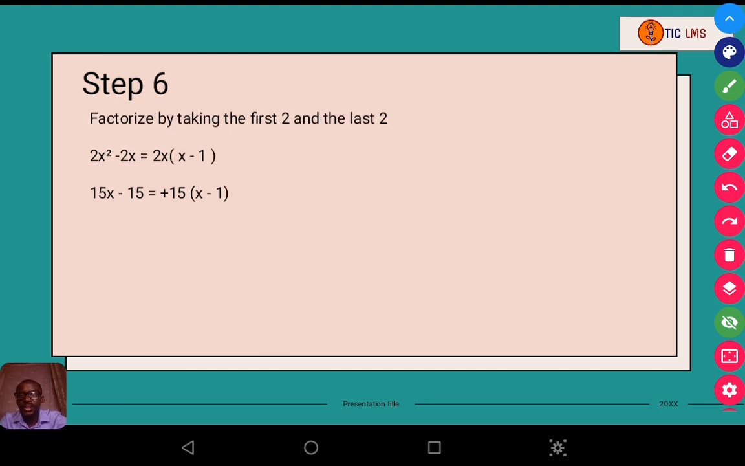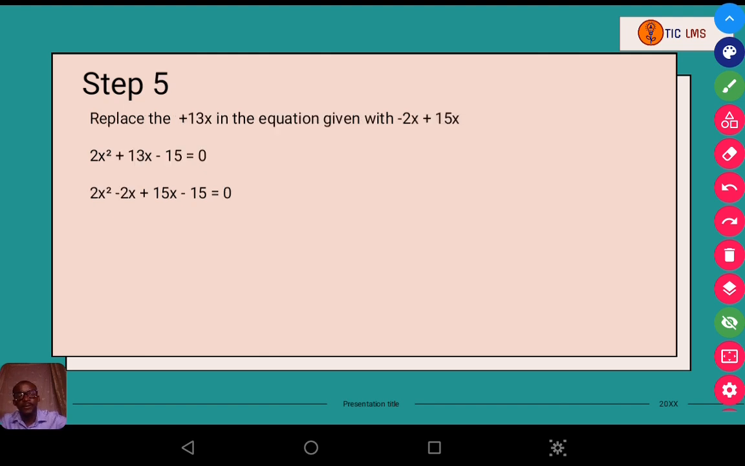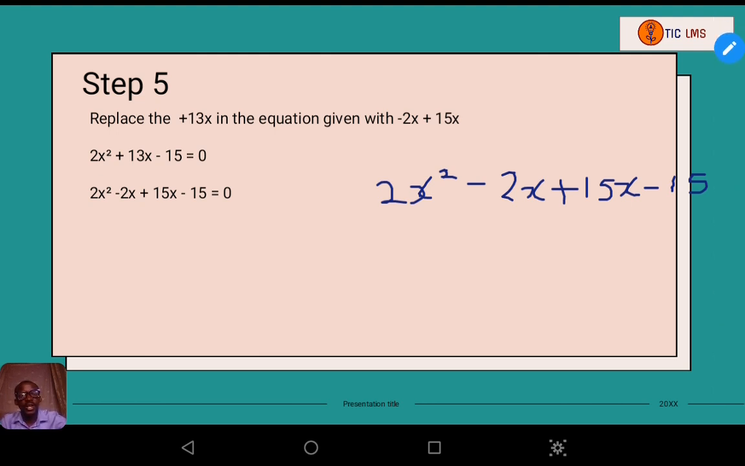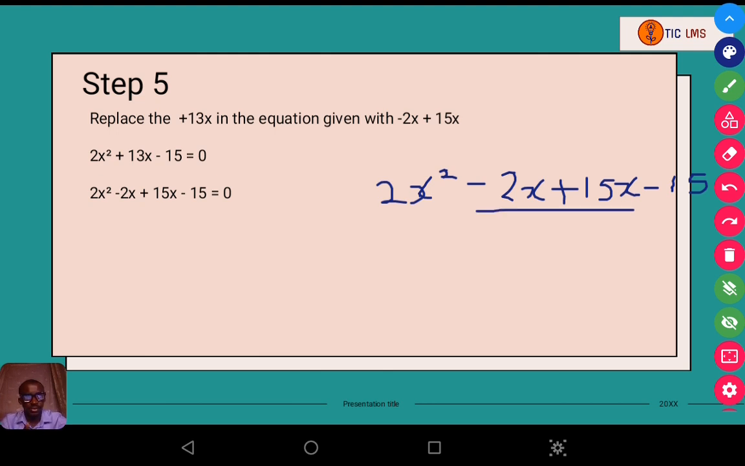Step 6 is factorize by taking the first 2 and the last 2. Now here is what that means. Let's go back to what the equation looks like exactly. We have 2x squared minus 2x plus 15x minus 15, and this is obviously equal to 0. That is what we have actually replaced. So we replace the positive 13x with this negative 2x plus 15x.